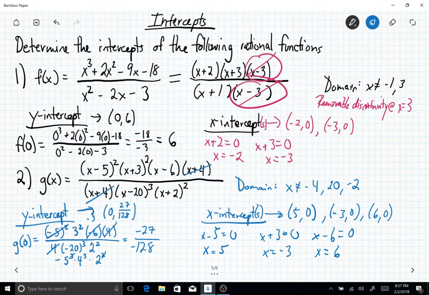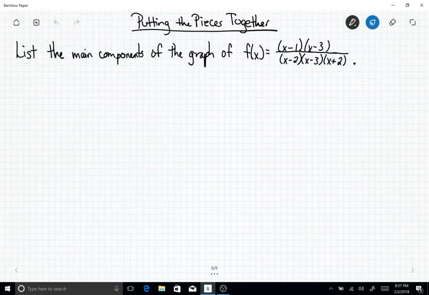So hopefully the intercepts, the discontinuities, and all that jazz kind of come together to make some sense. Because what we're going to try and do in the main piece is, if we want to create a graph, now there are ways to create the whole thing. I'm just going to focus on the main points where you can start to see, if I look at this graph, here's what must happen. Okay, so list the main components of the graph.